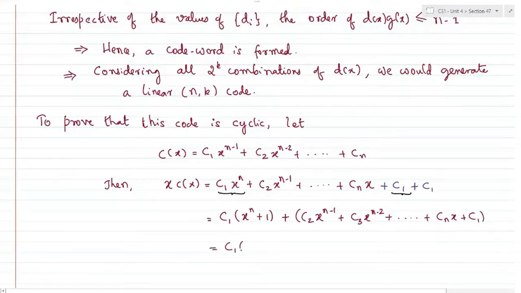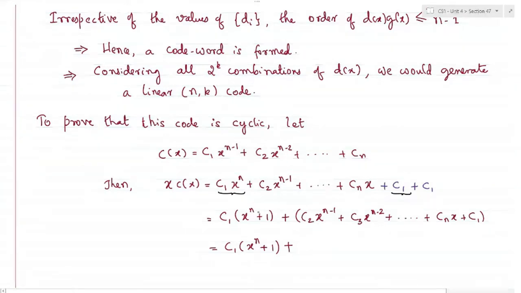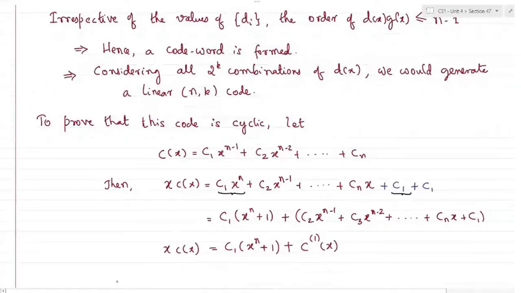Carefully note that this is C1 times x power n plus 1, plus, if you carefully look at this, this is a polynomial of degree n minus 1, but the coefficients are cyclically shifted from the original code polynomial, and I can represent this as the original code word C, but with a one left shifted version of the original code word. Okay, this is how I can represent the resulting code word when I multiply with x.